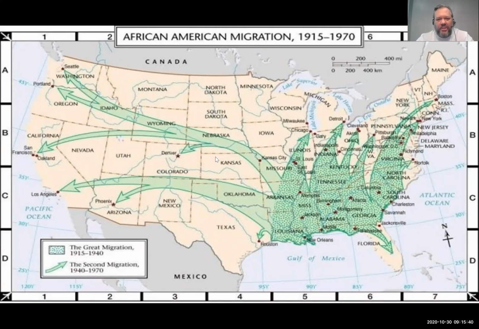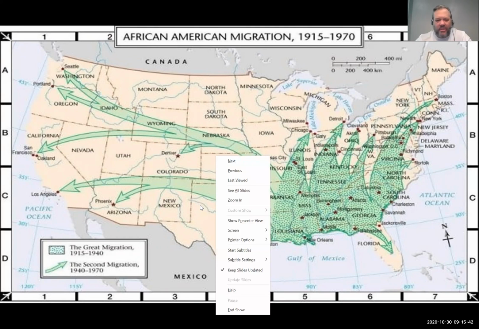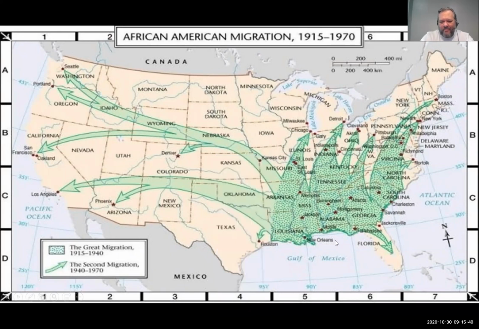And so this is a depiction of the Great Migration. I'm sorry. Hang on. Sorry about that. So this is a depiction of the Great Migration from 1915 to 1970.